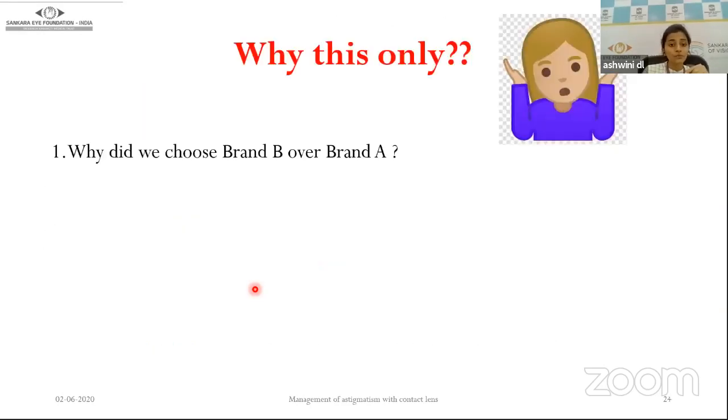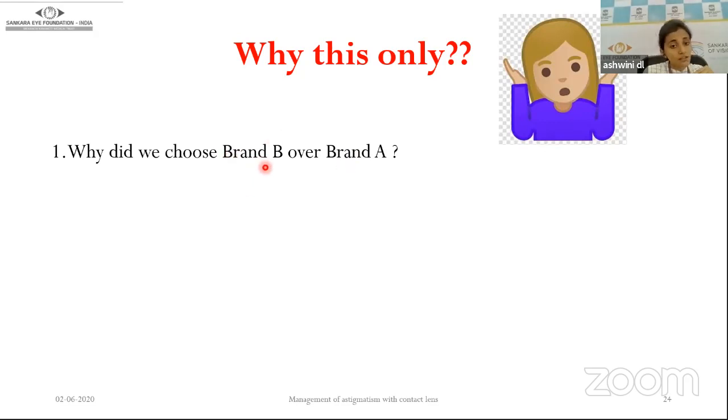Then a few questions may arise, like why did we choose brand B over brand A? What were the characteristics of brand B that are better compared to brand A? You must be thinking about this. The first priority was given to the patient's switch. The patient didn't want to use brand A, she wanted to drop out, and already had an idea in her mind that she wanted to go with the brand B contact lens. And also when we looked at the characteristics, brand B had better characteristics.